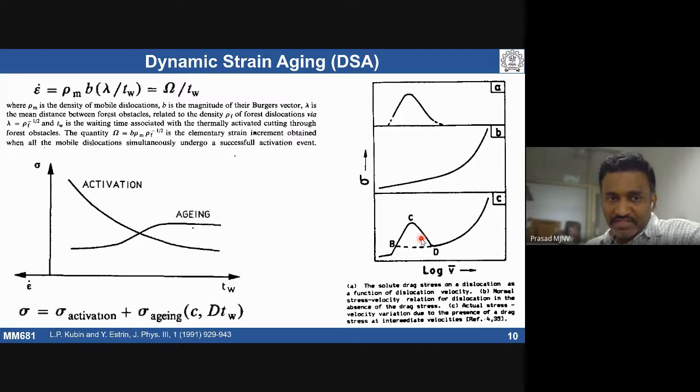Any doubts here? It's a mechanism which tells how the strength of a material can become equal or can be higher in a particular temperature and strain rate window. It's basically the interaction of solute atoms with the dislocations during deformation itself. Is it clear?